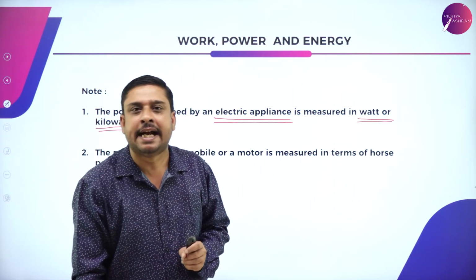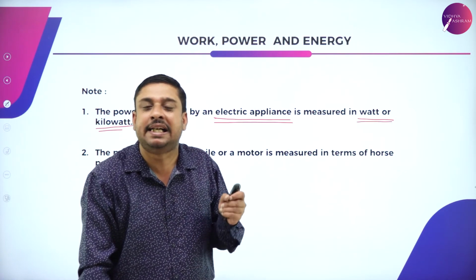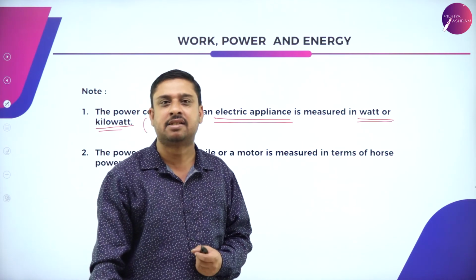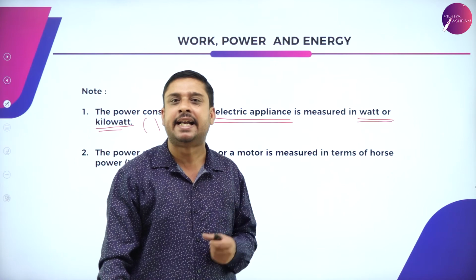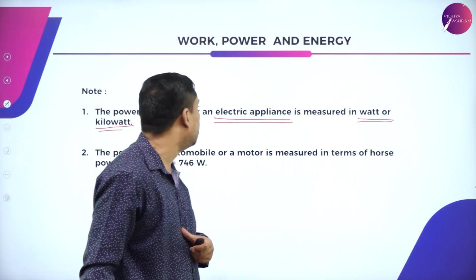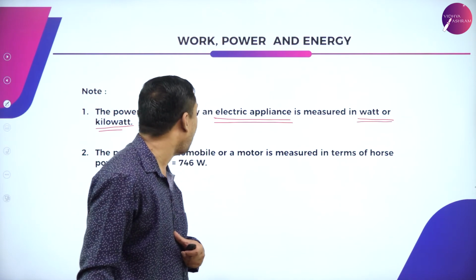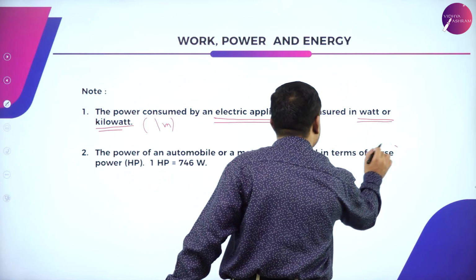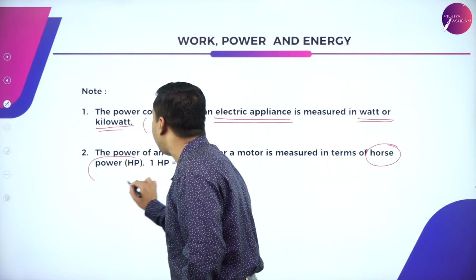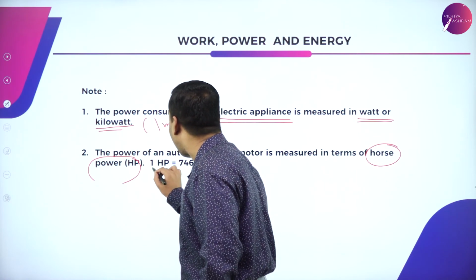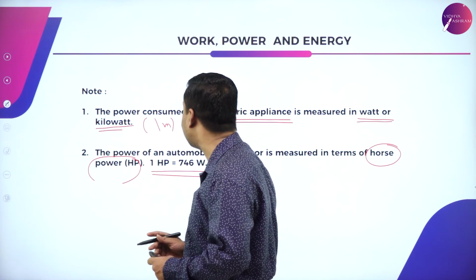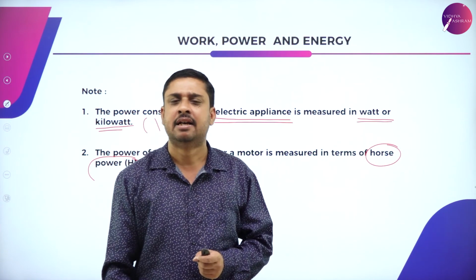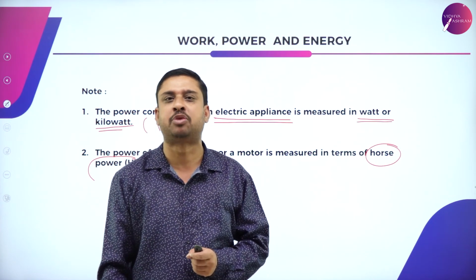The power that is consumed by electrical devices, heaters, electrical cookers, geysers, is measured in terms of watts or kilowatts. For any automobile or motors, power is always measured in terms of horsepower, and 1 horsepower is 746 watts. So this completes the theoretical session on this chapter, students.